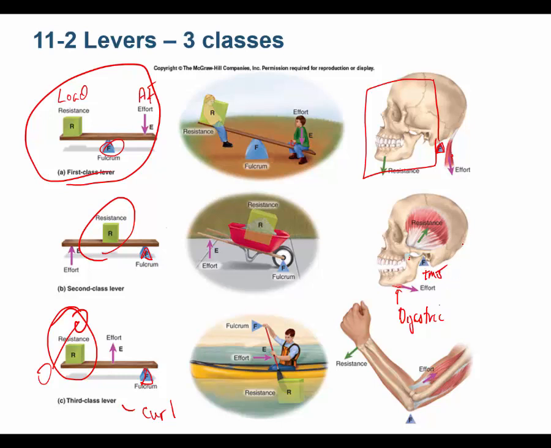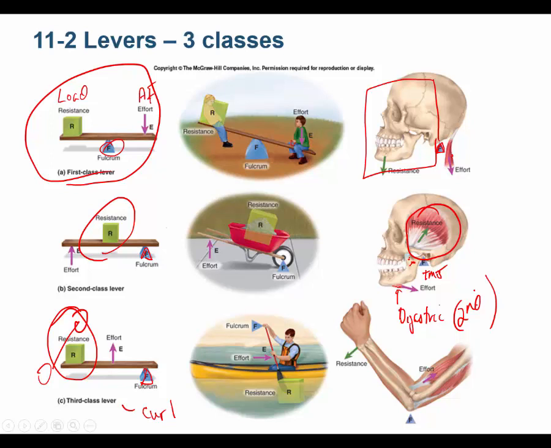All right. Where's my resistance? Well, this antagonistic muscle to the digastric is actually my resistance. It's called the temporalis muscle. That's my resistance to the digastric. So my resistance is in the middle. My fulcrum's at the end. This makes that a second class lever when I'm talking about my digastric muscle.